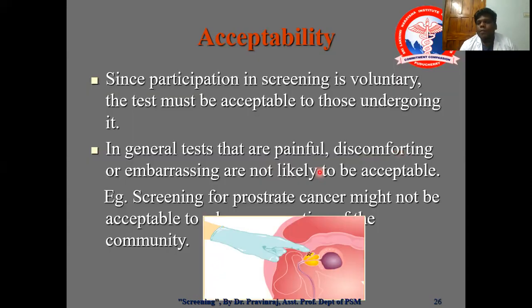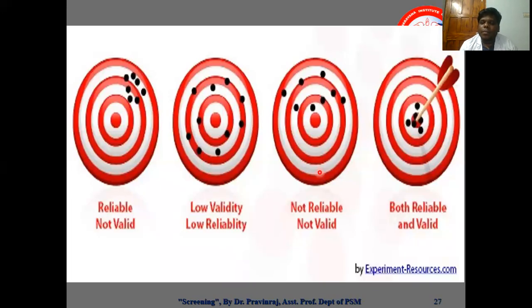First we have seen simplicity and acceptability. Now we have something called reliability and validity. Repeatability and reliability are the same. Validity and accuracy are the same.